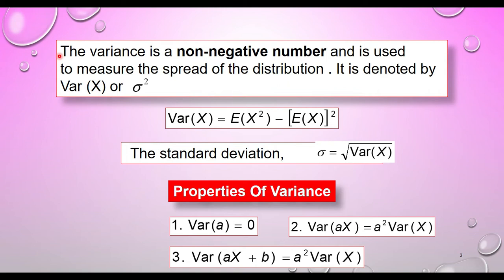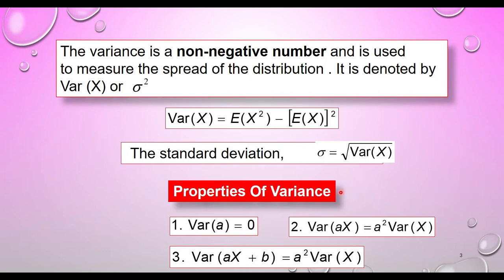What is the formula for variance? The variance is a non-negative number and it is used to measure the spread of the distribution. It is denoted by the symbol Var(X) or sigma squared. The variance of X is given as the expected value of X squared minus the expected value of X, squared. The standard deviation sigma is equal to the square root of Var(X).